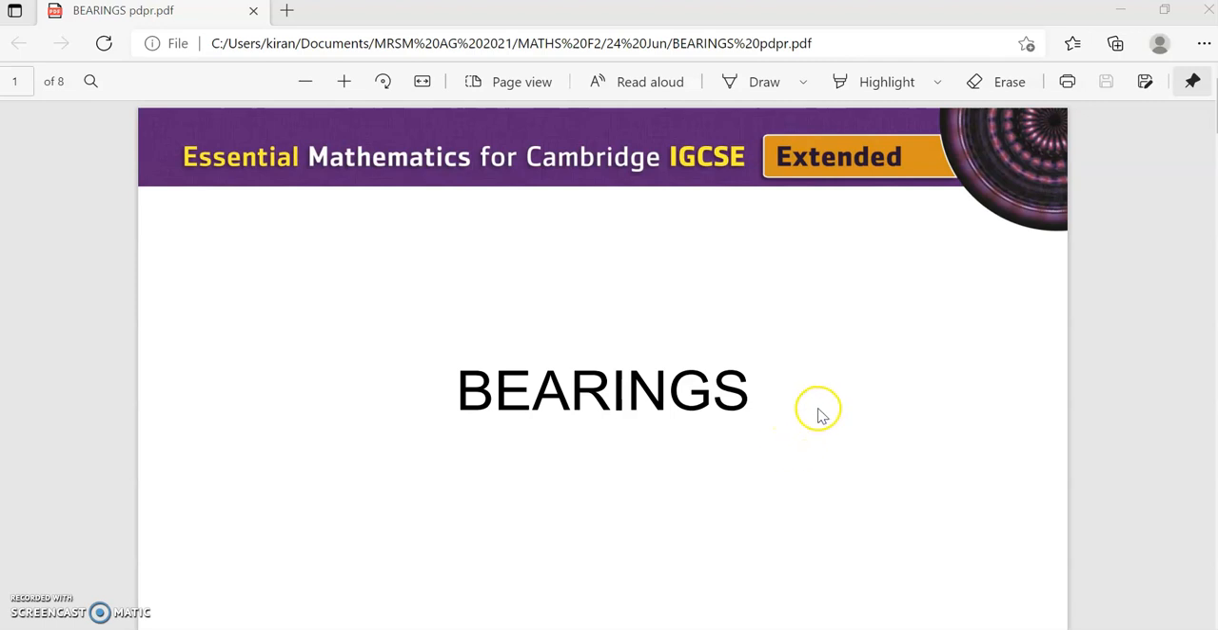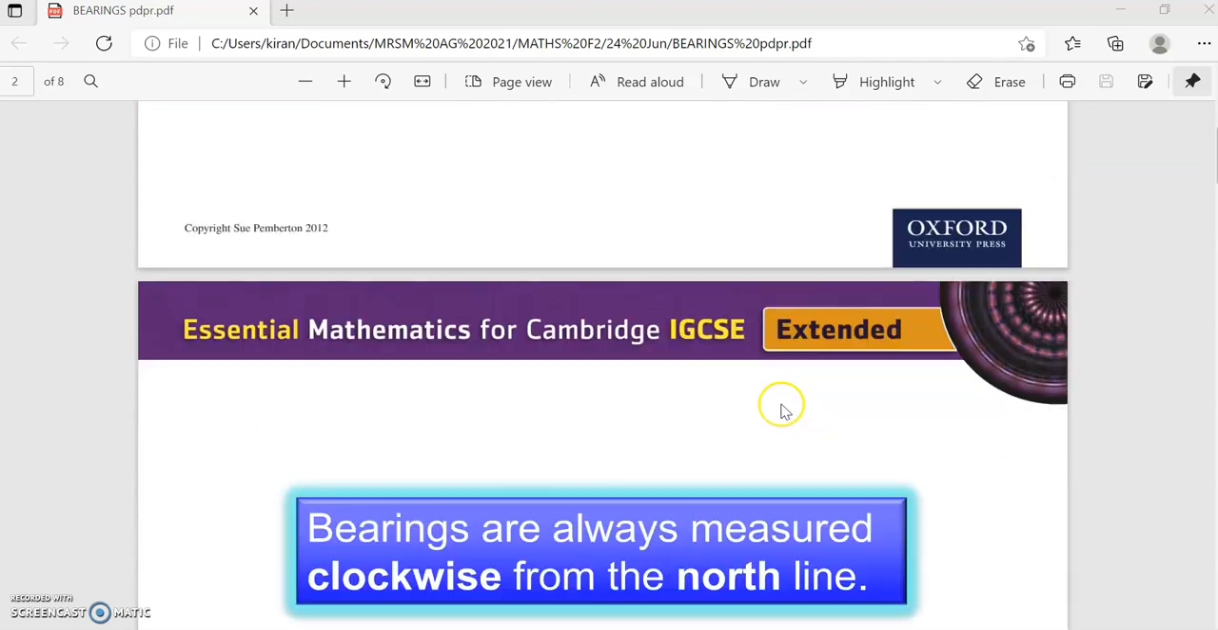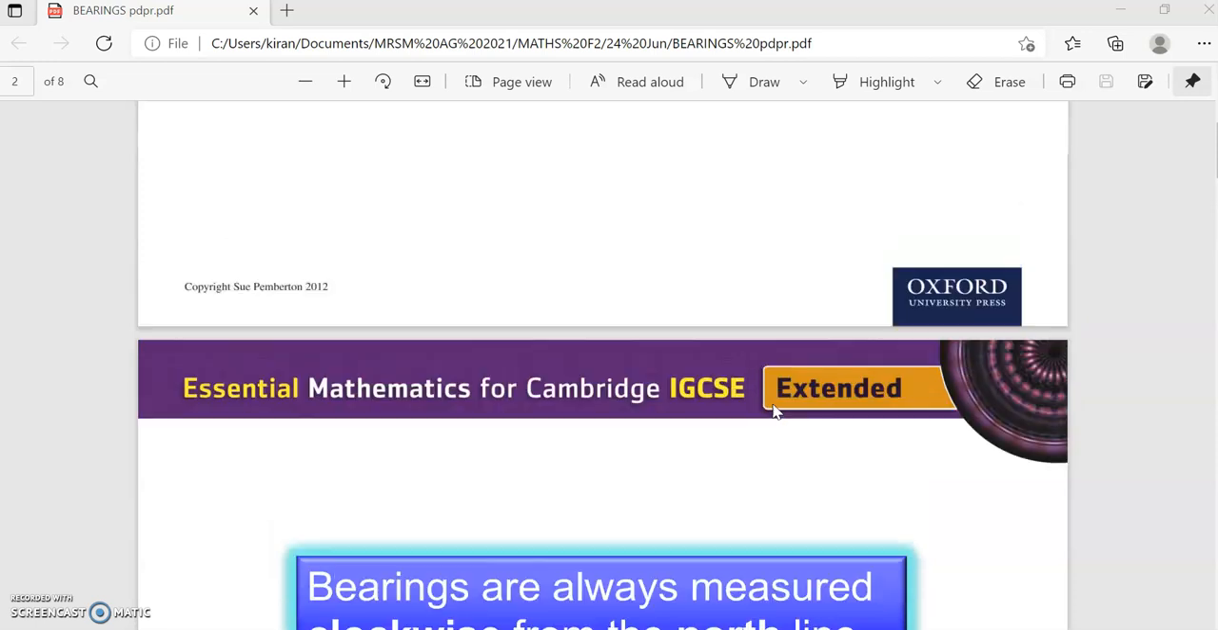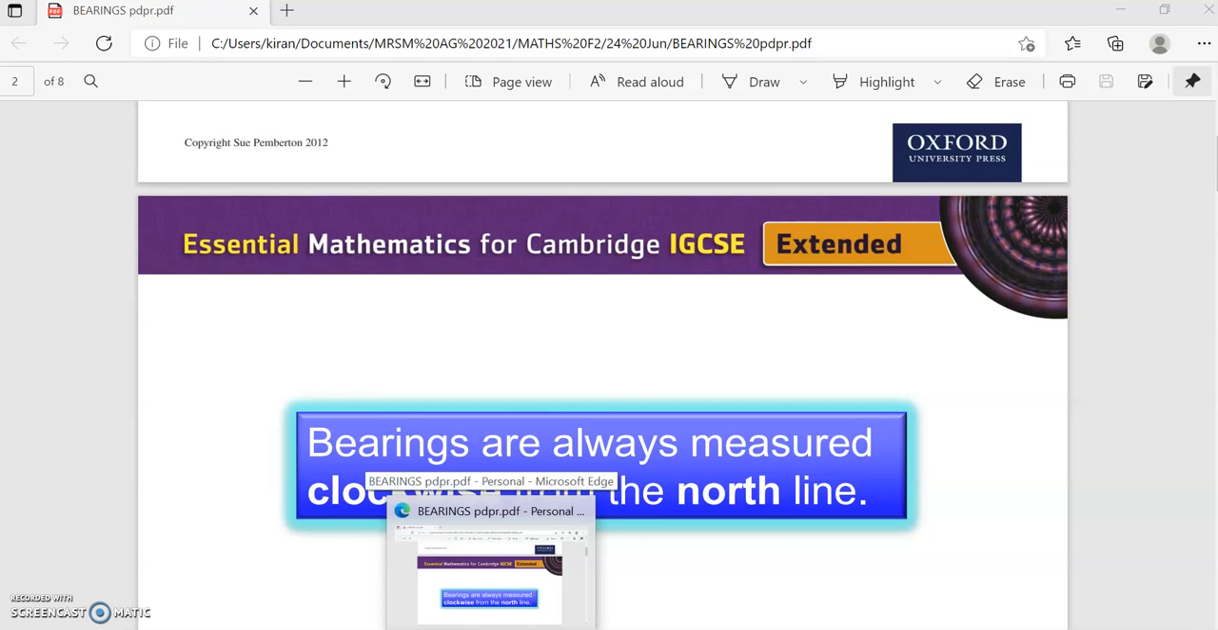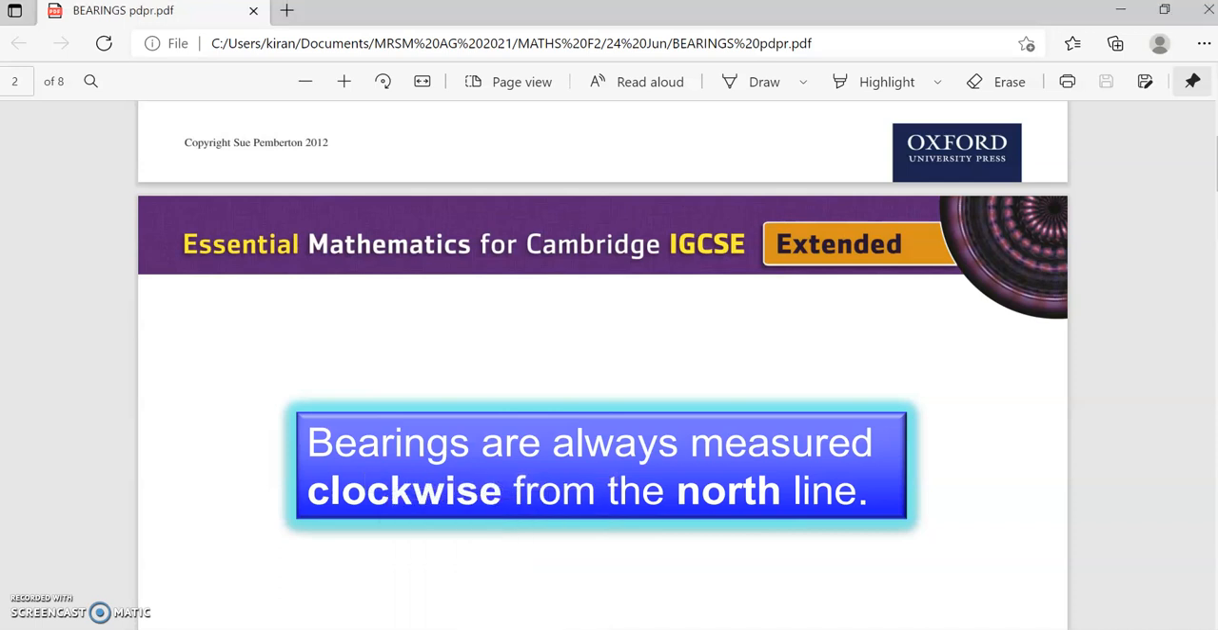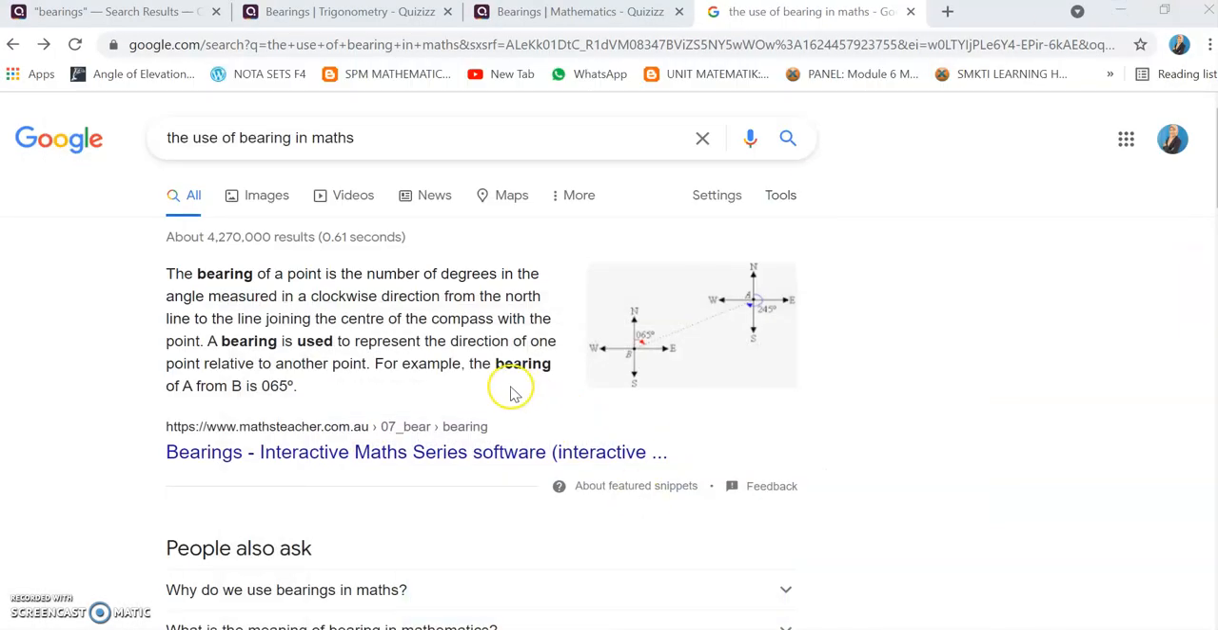Today we're going to learn about bearings for IGCSE and also checkpoint form 2. Before we go further, what is actually bearings? Bearings, kalau biasa dengar, kita biasa baca bacaan bearings ni dengan menggunakan kompas. Saya ambil sikit lah daripada Google ni.